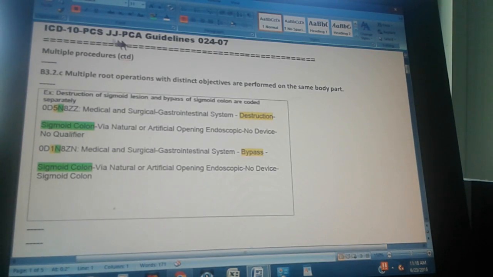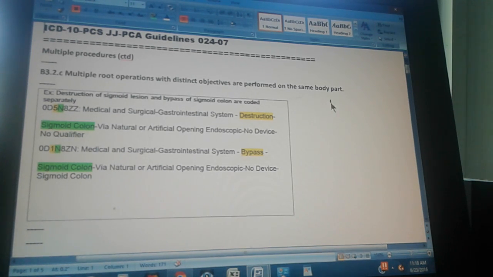ICD-10 PCS guidelines, page 024, part 7. Multiple procedures continued. We're continuing the explanation about multiple procedures. In this case, multiple root operations with distinct objectives are performed on the same body part. You have the same body part, but you're doing two different things.